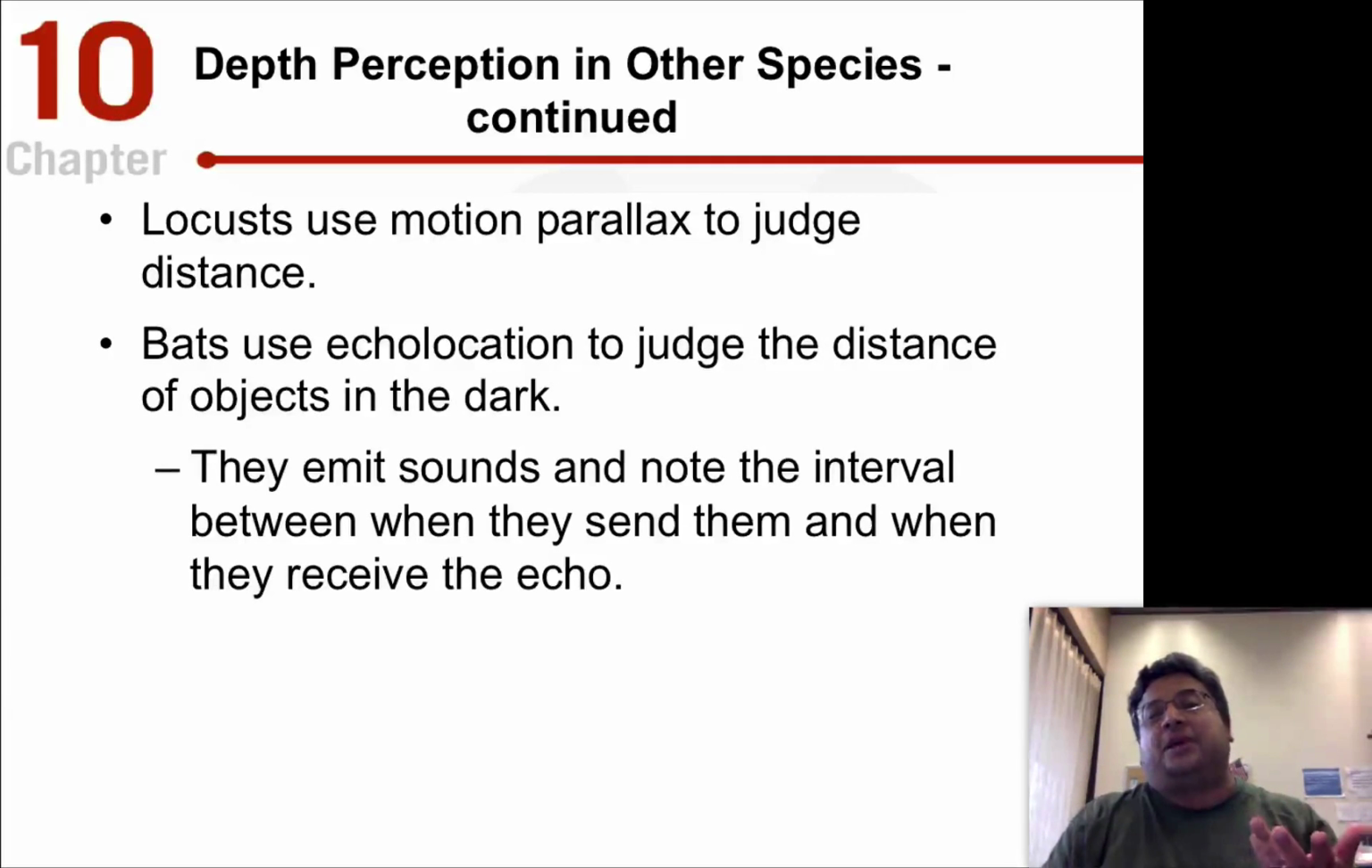Bats use echolocation to judge distance. Bats can see, but bats aren't blind. That's just a myth. But bats actually emit ultrasonic sounds, and then those sounds bounce off of surfaces, including bugs, and bounce back. And they have very sophisticated mechanisms in their brains that allow them to note the direction from which sounds come, as well as how long it takes that sound to come back to their ears, and they use that to judge distances.